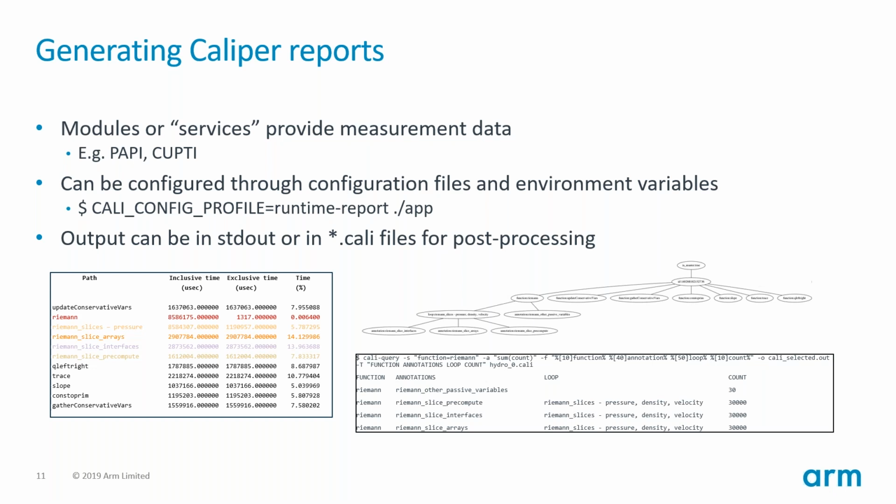As an alternative, MAP only relies on the Caliper instrumentation. None of the Caliper tools are required. This approach allows users to quickly generate results and complement the rich Caliper ecosystem.